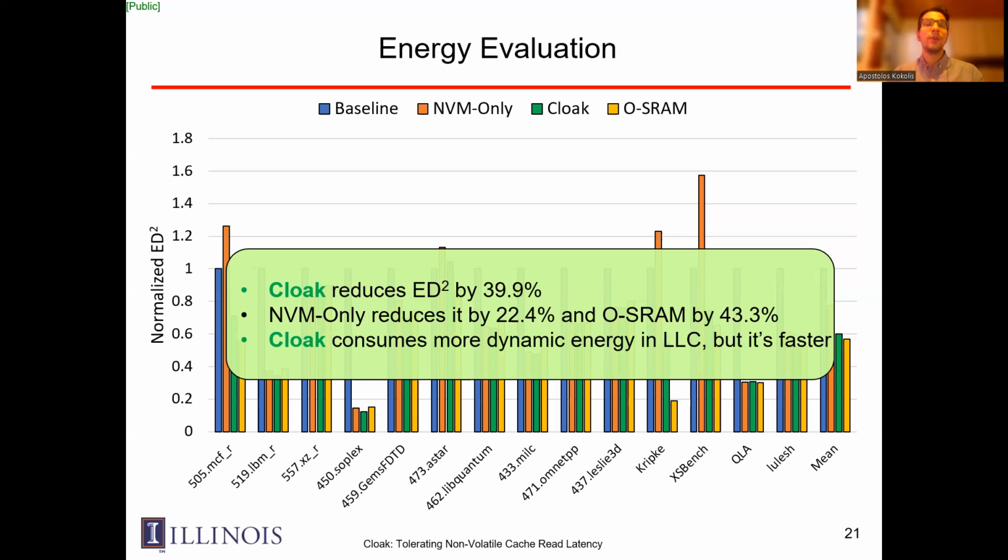However, Cloak consumes more dynamic energy in the LLC. It needs more energy because it performs more tag checks. It checks both the LLC tags and the page buffer tags, and we have to read from the NVM data array to activate cast lines in the page buffers. However, it is able to compensate for this extra energy by executing much faster.